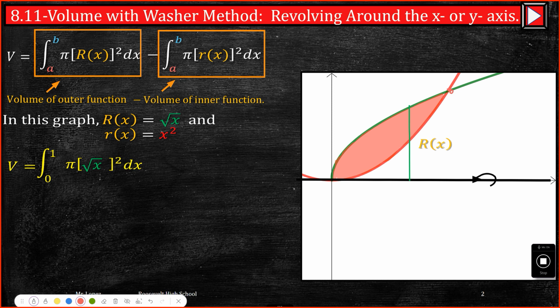minus, and if we want to separate them, we don't have to, like I was doing, we could do it this other way. The inside radius is going to be x squared. And so there's that.